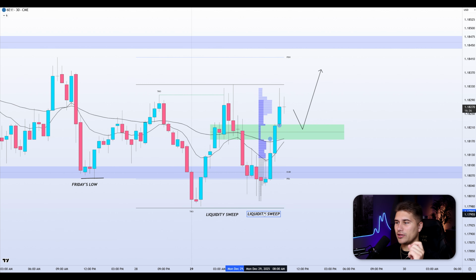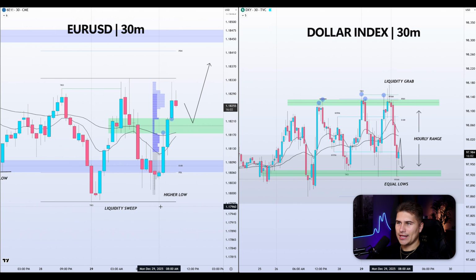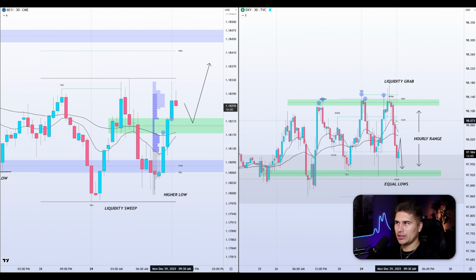Now here's something very interesting. And this can load. I will show you guys that in just a second. At this hour, as we were creating a higher low on the euro, the dollar was making a higher high. So this is where you have structural divergence, or you could also refer to this as SMT for those of you that are more into the smart money term.